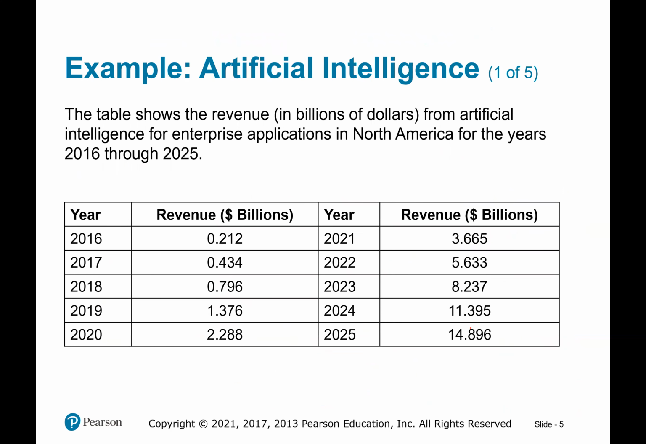Let's start our regression problems. So modeling data using either a quadratic model or a power model. The table shows the revenue in billions of dollars from artificial intelligence for enterprise applications in North America for the years 2016 through 2025. Okay, I'll put this table back up here in just a minute so that you can put this in your calculator.